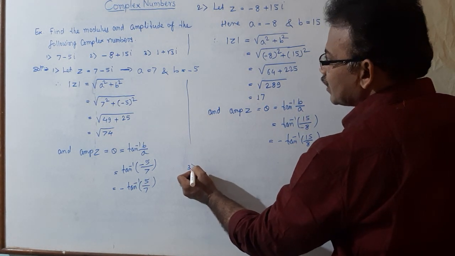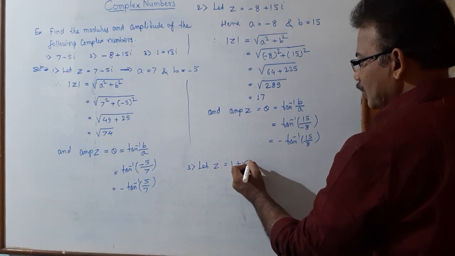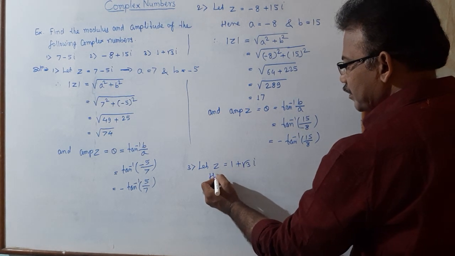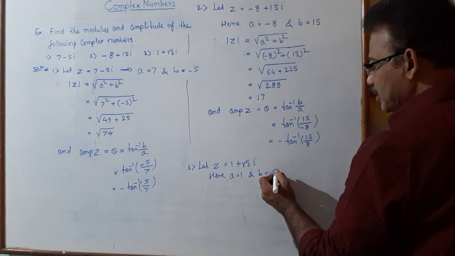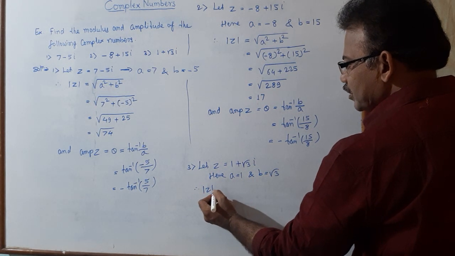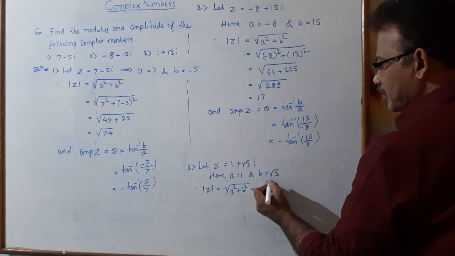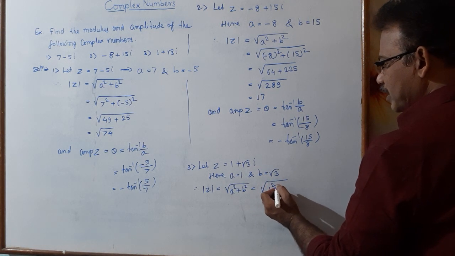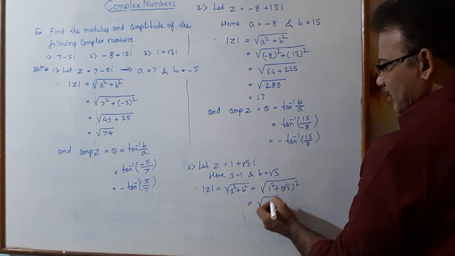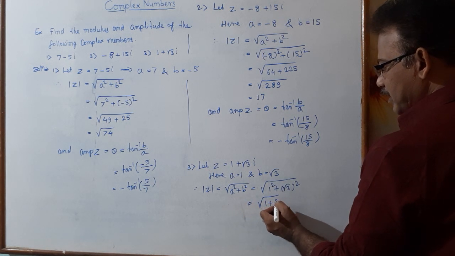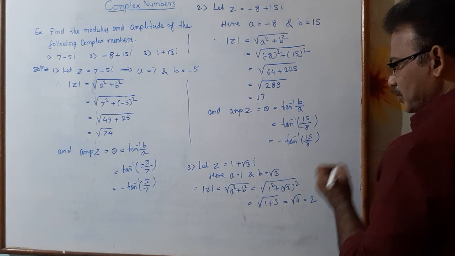Similarly, solution for third, let z equal to 1 plus root 3i. So here a equal to 1 and b is nothing but coefficient of i, that is root 3, and therefore modulus of z equal to square root a square plus b square, that is equal to square root. Here a means 1 its square plus b is root 3 its square, and that is equal to 1 square is 1, root 3 square, we get 3 here, and square root of 1 plus 3, that is 4, square root of 4 is 2, right?